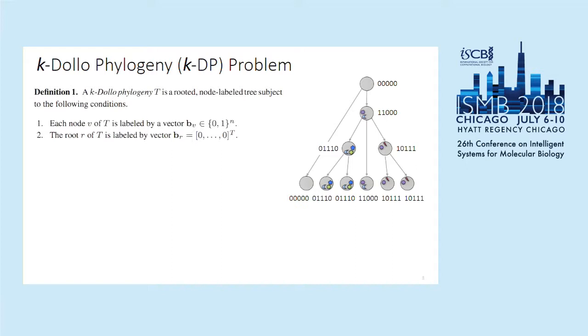Just formally, what this really means is, our leaves correspond to the cells that we measure, and a 0 corresponds to the absence of a mutation, the absence of an SNV, and a 1 corresponds to the presence.